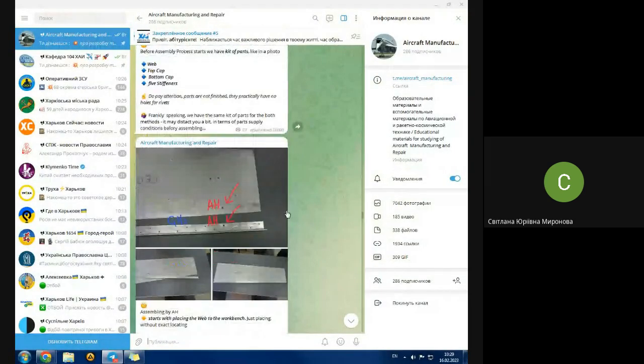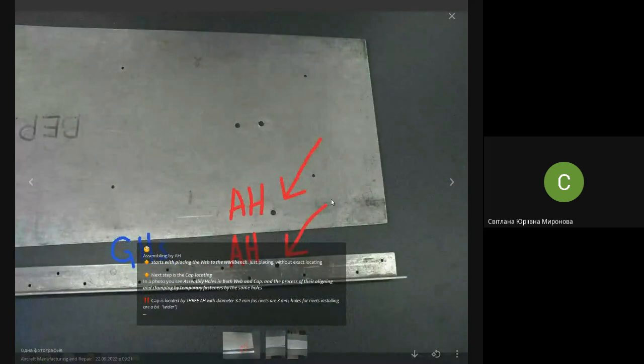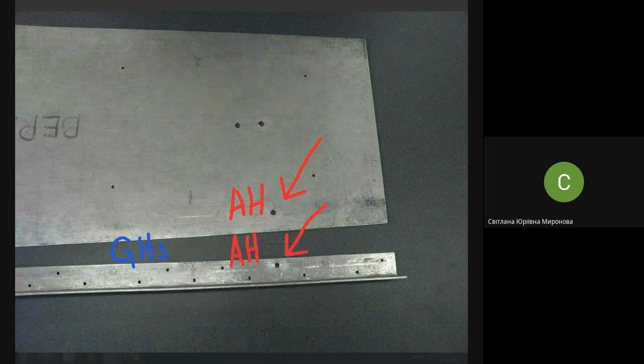Here is a photo that demonstrates the aligning. Forgive me, I clicked it quickly, and you see it overlapping with text. You see the aligning of assembly holes, and the other holes that you see in a cap are so-called pilot holes or guiding holes. In our literature, you meet it as guiding holes. What are these guiding holes necessary for?